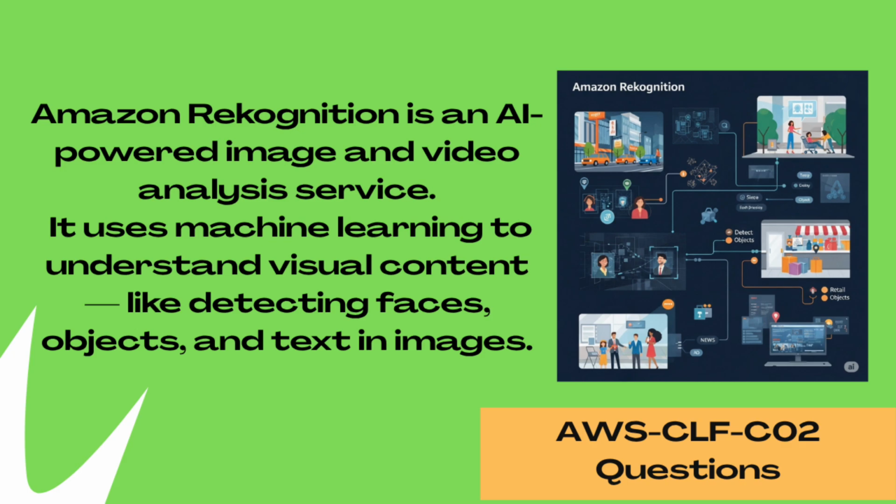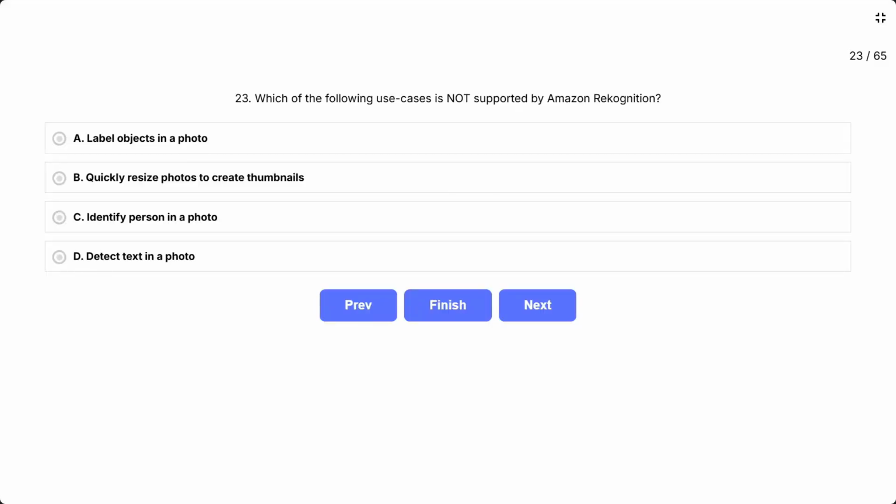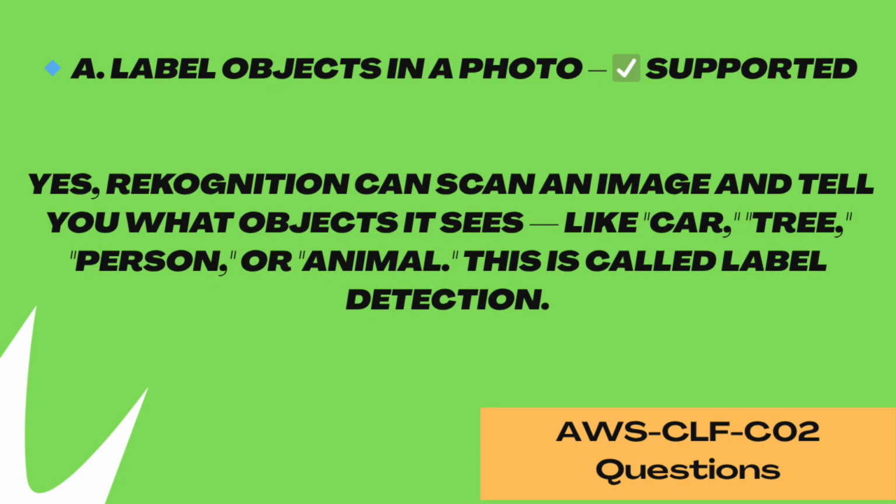It uses machine learning to understand visual content like detecting faces, objects, and text in images. Now let's go through each option. The first one is label objects in a photo. Yes, Rekognition can scan an image and tell you what object it sees, like car, tree, person, or animal. This is called label detection.